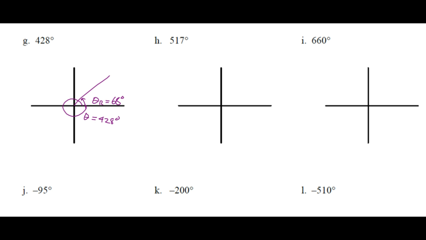517. All right, so we've got to get counting by 90s here, right? So we have 90, 180, 270, 360, 450. How much further from 450 to get to 517? Okay, it's another 67 degrees. So that's theta is 517 degrees.